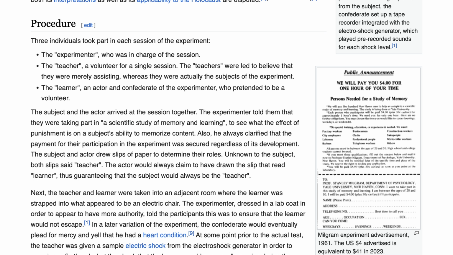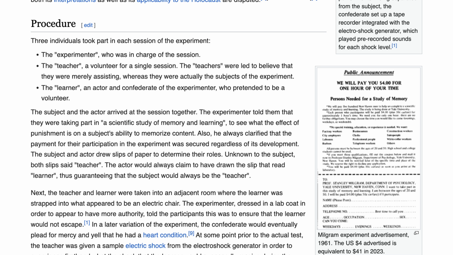The experimenter told them that they were taking part in a scientific study of memory and learning, to see what the effect of punishment is on a subject's ability to memorize content. Also, he always clarified that the payment for their participation in the experiment was secured regardless of its development. The subject and actor drew slips of paper to determine their roles. Unknown to the subject, both slips said teacher.